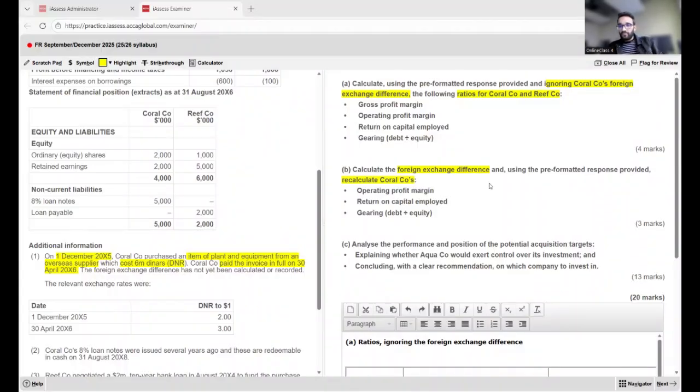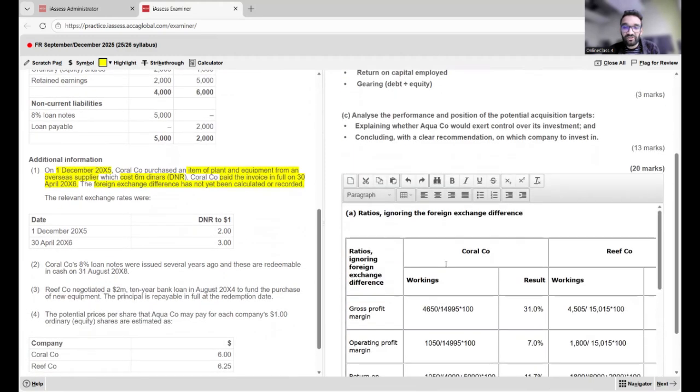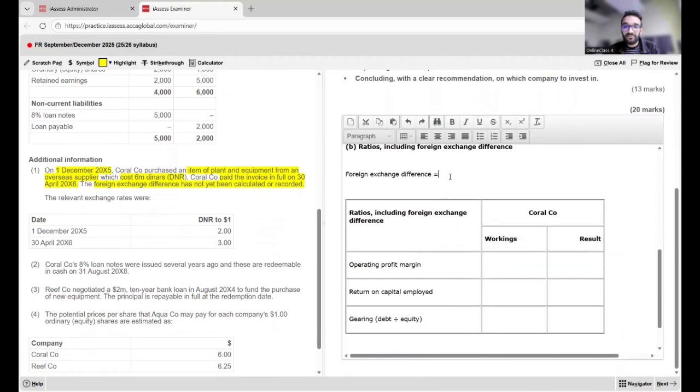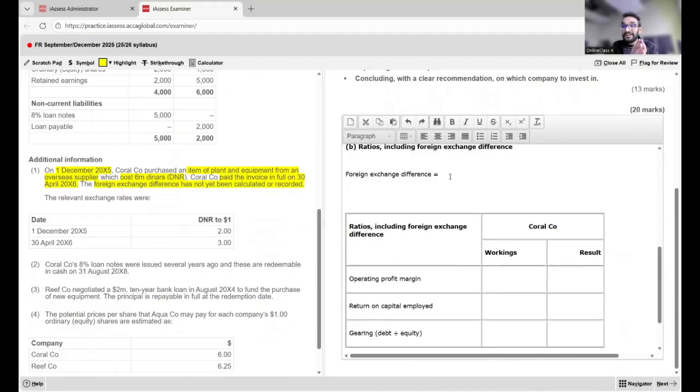See, they have paid the invoice, which means the transaction is settled during the year. During the year, they entered into a one-off transaction. They bought property, plant and equipment from an overseas supplier for 6 million dinars, and their functional currency is the dollar. The foreign exchange difference was not yet calculated and not even recorded, so we have to record it. First of all, we need to calculate the foreign exchange gain. The transaction should be recorded at the spot rate.